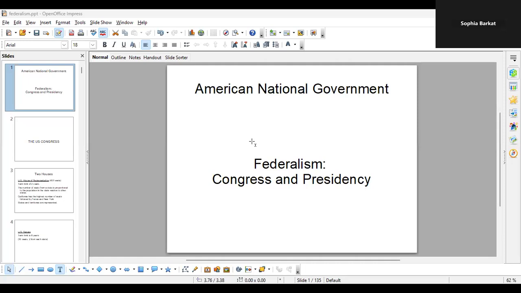Today we're looking at federalism. We'll look at the powers of Congress and the presidency. Actually, we'll also look at what they do, and a little bit about the Congress and presidency, and we'll talk about this more. But we'll also look at stages of federalism.